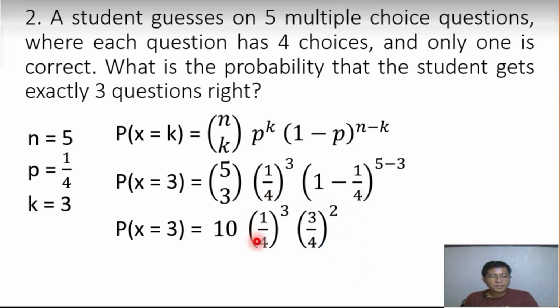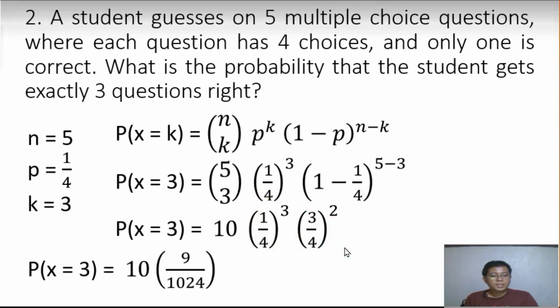Now let's simplify this part. That would be equal to 10 times 9 all over 1024. Now multiplying these fractions, that would give us 45 all over 512 in lowest terms, or in decimals, that is 0.08789. So that is the probability that the student gets exactly 3 questions right. So these are examples of the binomial distribution.